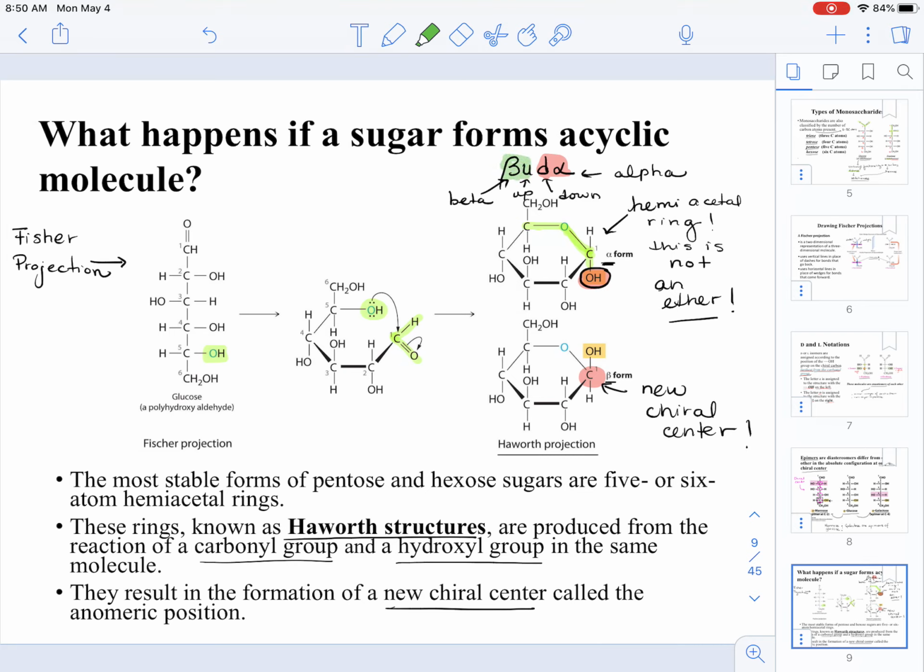Beta up means that my OH at the anomeric position, because that is the name of this new chiral center, it's called anomeric position or anomeric center. So if my OH at my anomeric carbon is pointing up, then that means that that is the beta form for my monosaccharide.